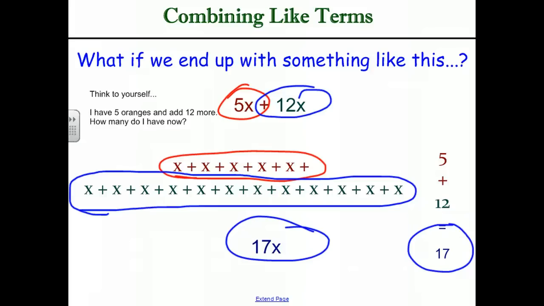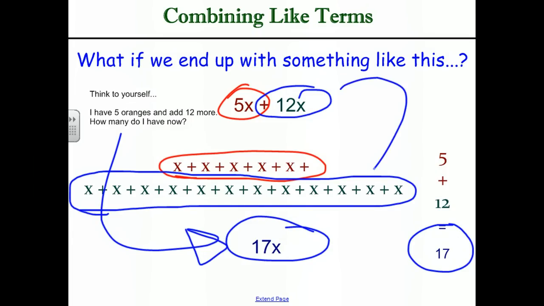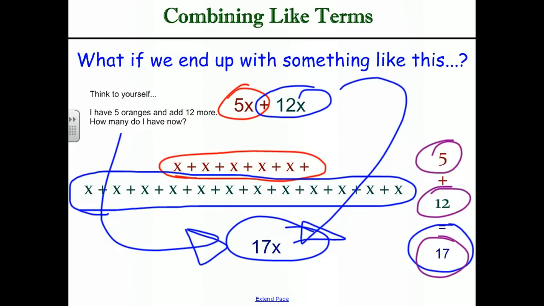If you think to yourself, for positive numbers like this where you're adding, x could be an object, like an orange. I have 5 oranges and I'm adding 12 more of the same thing, oranges. How many do I have now? 17. So 5x plus 12x equals 17x, because 5 plus 12 is 17.